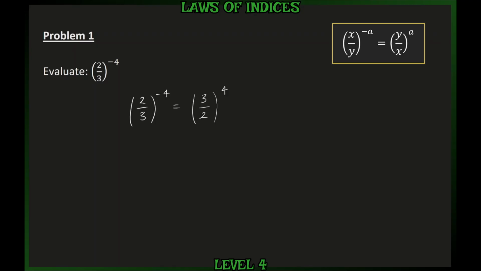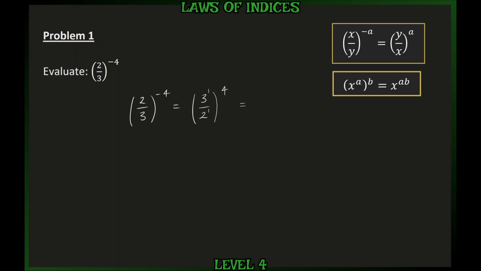Now we can also rewrite the 3 in the numerator as 3 to the power of 1 and the 2 in the denominator as 2 to the power of 1. And we can see here that we're raising powers to powers. And so to do this, we're going to use this law, which tells us that when we raise a power to another power, we multiply the powers together.